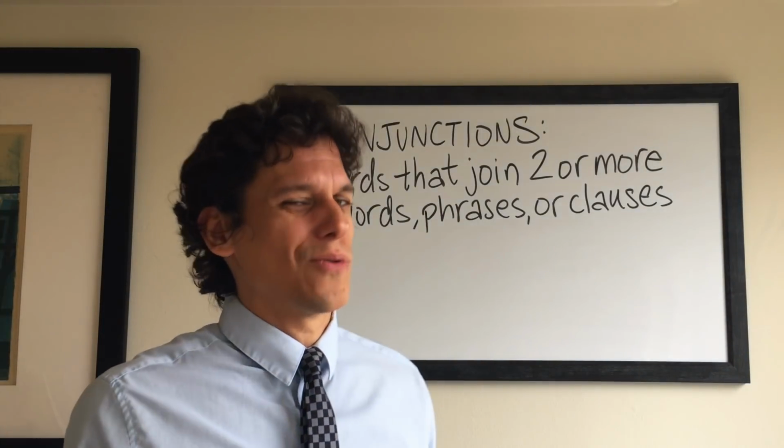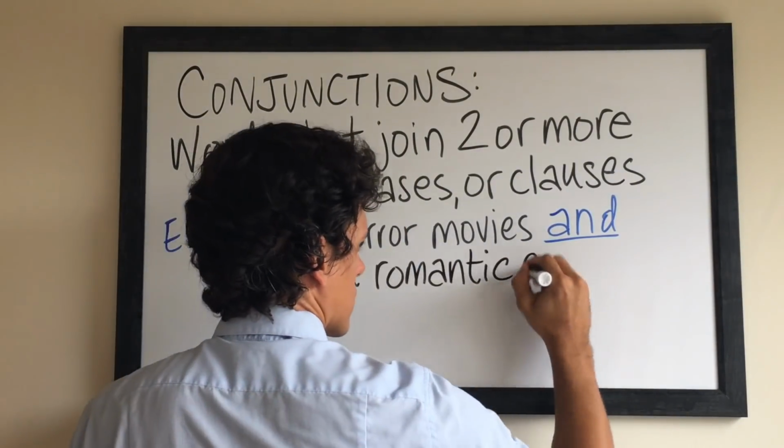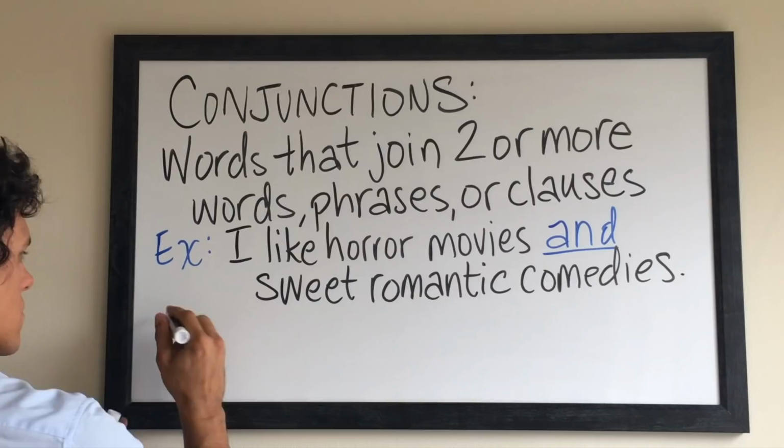So conjunctions join words, phrases, or clauses. A clause has a subject and a verb. Somebody's doing something, or something is doing something. A phrase doesn't have both of those, and words are what we're playing with right now. So for example, in this example, I'm joining horror movies and comedies, and is our conjunction.